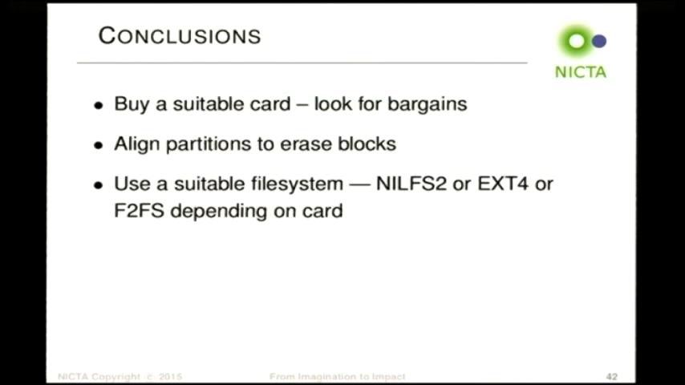So, in conclusion, buy a suitable card for your work. Look out for bargains. You can often get something from Apis Auction really, really cheaply. Align your partitions to erase blocks. When you grab a standard distribution like Raspbian or the Linaro distributions for XU3 or whatever, they're typically aligned not on the erase block for your card, but on a 1 meg or 2 meg boundary. Realign them, and you'll get much better performance.